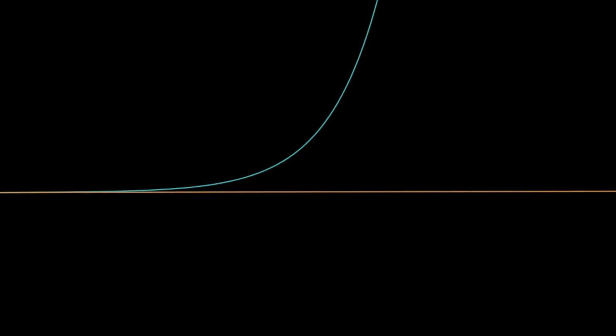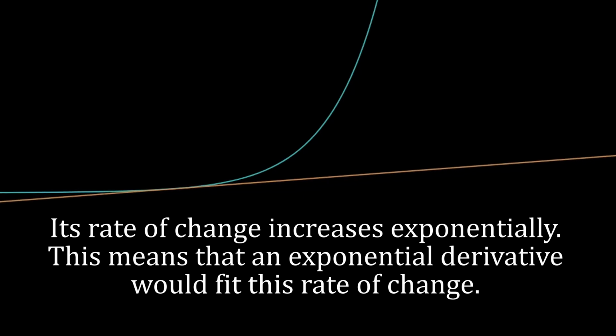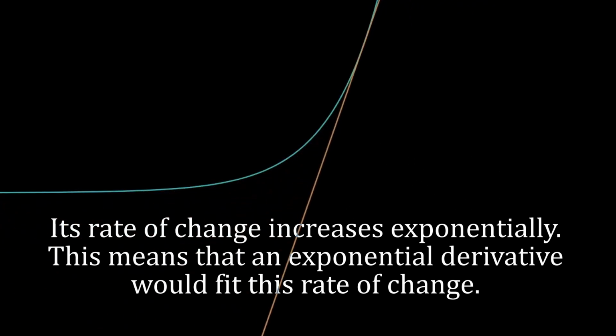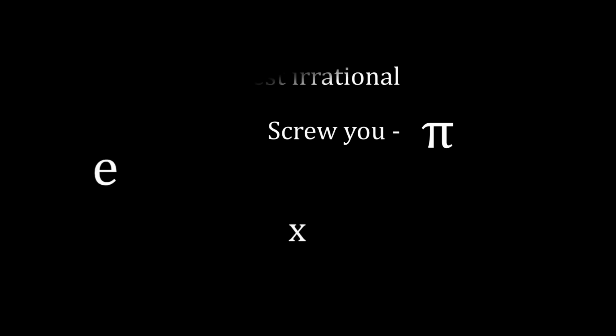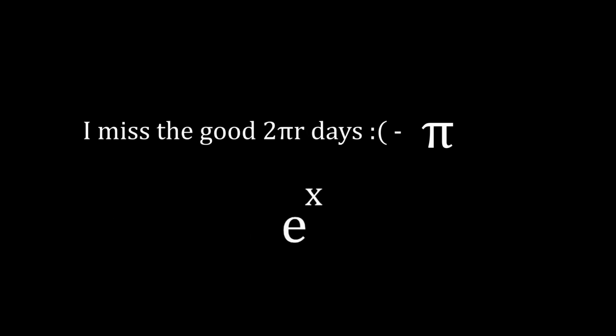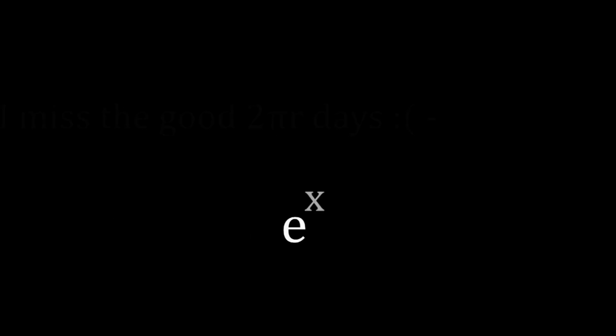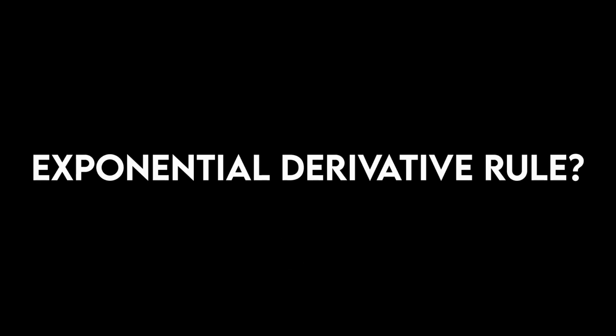I mean, as we move across the graph, it starts out slow, then gets fast rapidly. So with a derivative of e to the x, it seems correct. Once again, another recurrence of Euler's number, this time in differential calculus. So can we generalize this? Can we turn this e to the x into a derivative rule rather than a specific case?